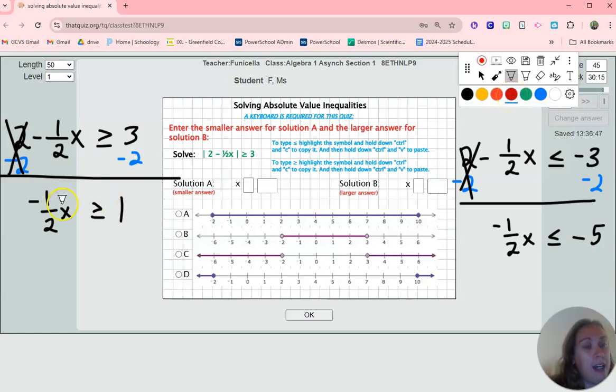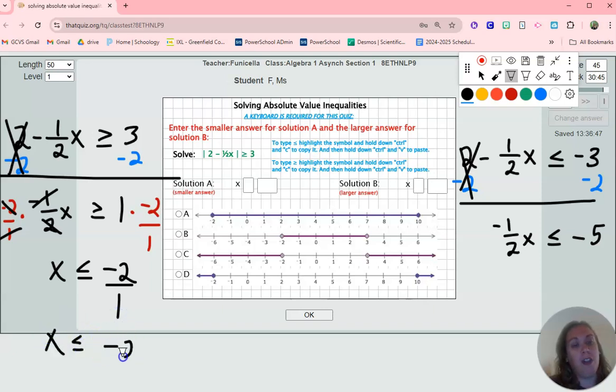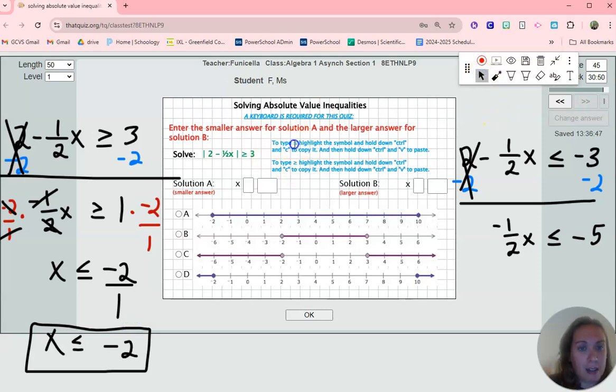Now, to get rid of this fraction, we need to multiply by its reciprocal, which is negative 2 over 1. So on the left, the negative 2 and 2 cancel, and the negative 1 and 1 cancel, and we're just left with x. But it's not greater than. Don't make my error, because we did multiply by a negative, so we're going to flip it. 1 times negative 2 is negative 2, divided by 1, which is just negative 2. So here's our first one, which is x is less than or equal to negative 2.